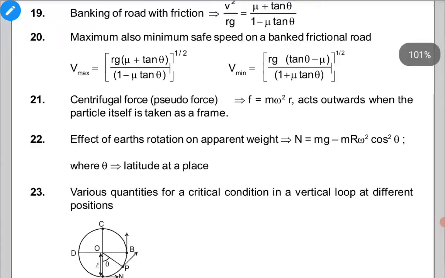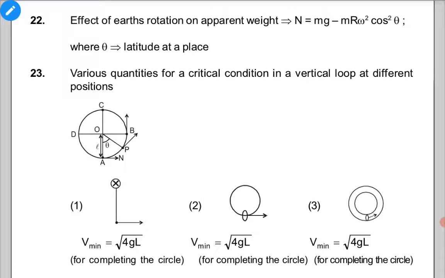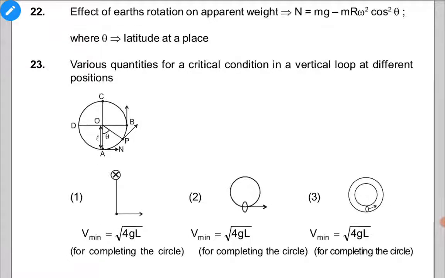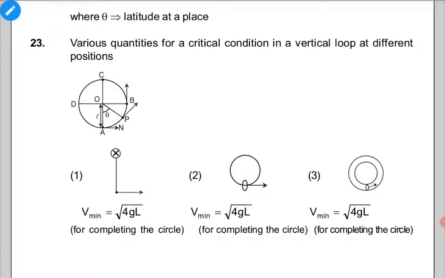Centrifugal force or pseudo force F equals m omega square r, acts outwards when the particle itself is taken as a frame. Effect of Earth's rotation on apparent weight, n equals mg minus mr omega square cos square theta, where theta is latitude at a place. Various quantities for a critical condition in a vertical loop at different positions. In all these cases, for completing the circle, minimum velocity equals under root 4g into L.